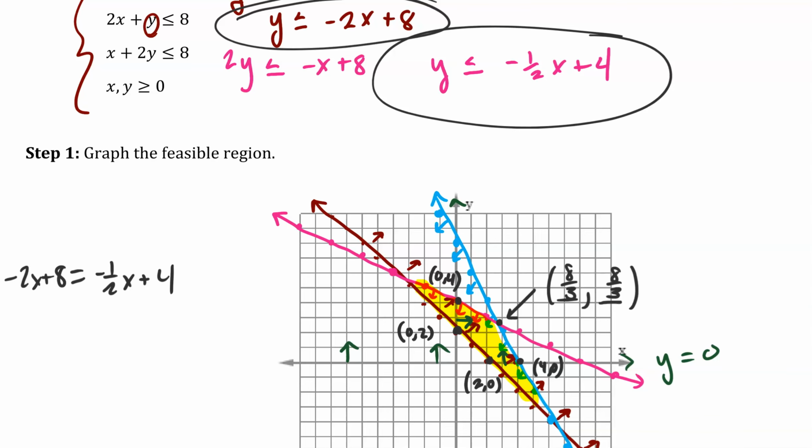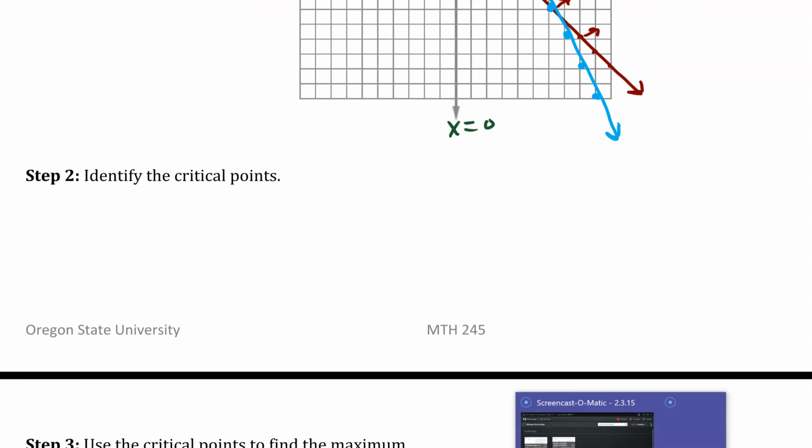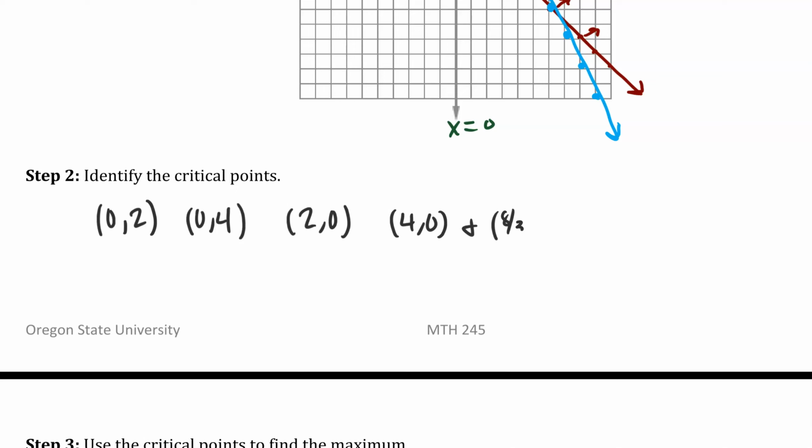So step 1 was to graph the feasible region. Step 2 is to identify the critical points, which we did. So we'll just list them here again. So we found 0, 2, we found 0, 4, 2, 0, 4, 0, and 8/3, 8/3.